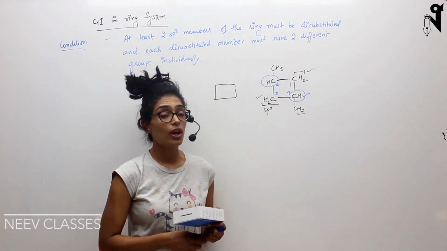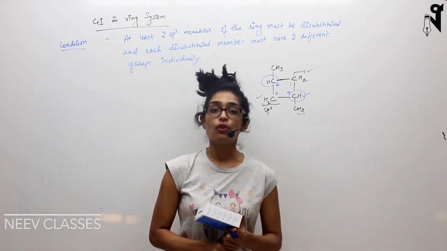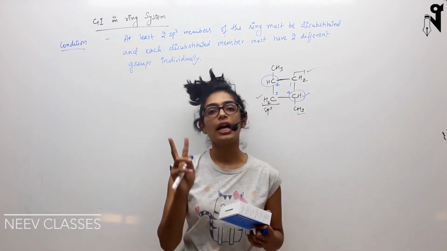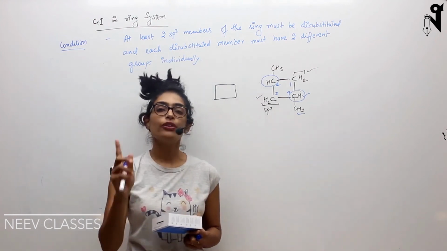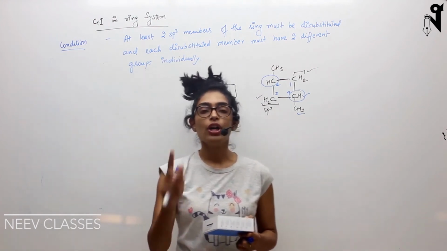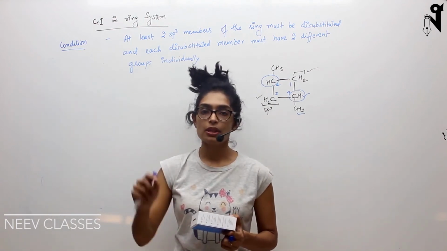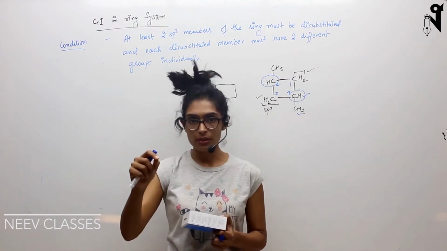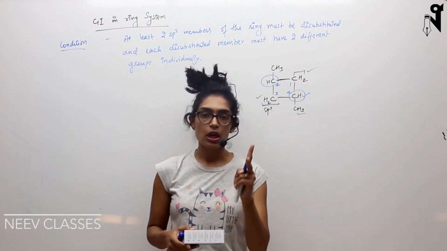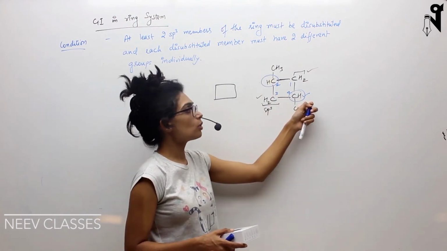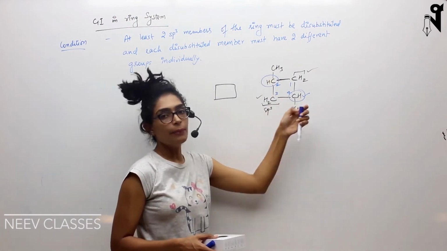This is one of the necessary conditions for a ring to show GI. That means at least two sp3 hybridized members of your ring should have two different groups attached on themselves. So this carbon has two different groups, hydrogen and CH3. This carbon also has two different groups, hydrogen and CH3.